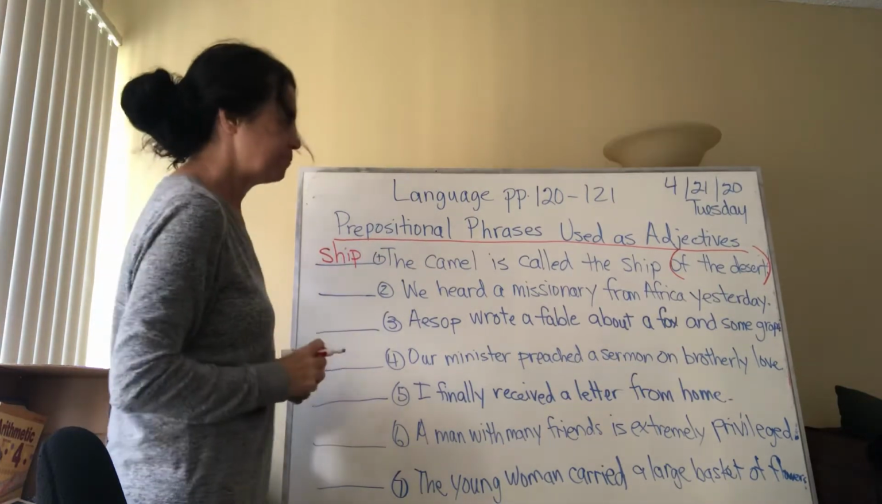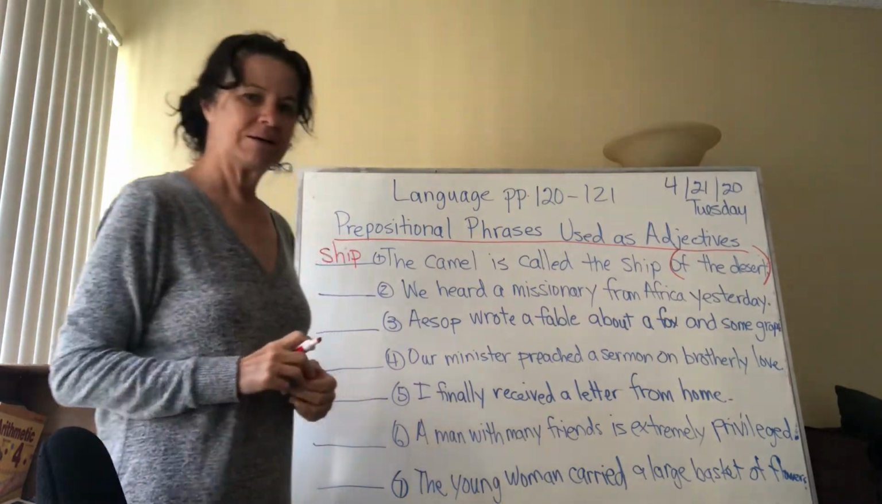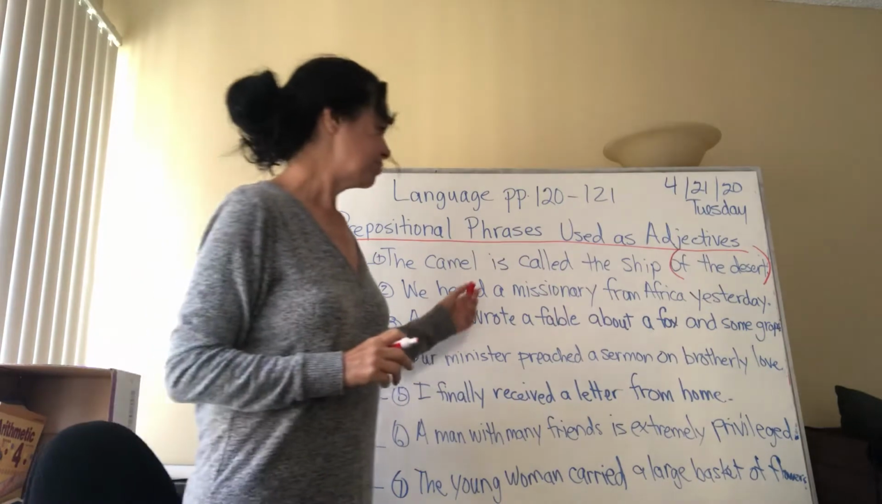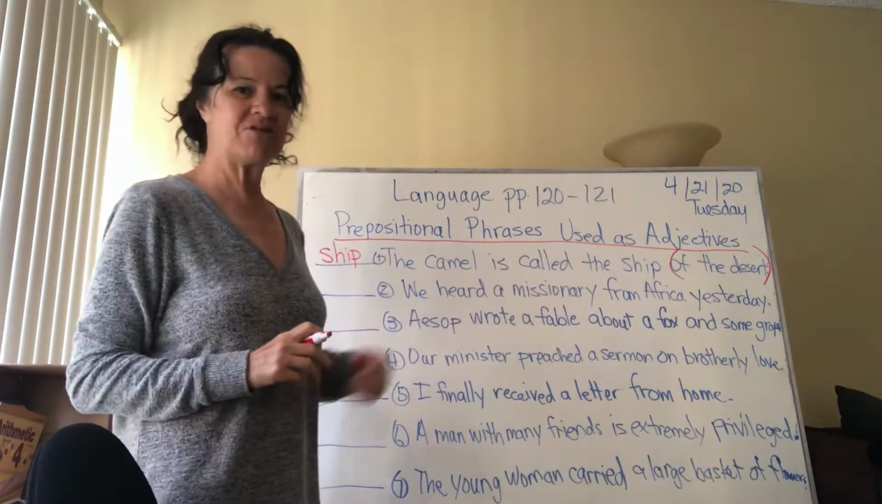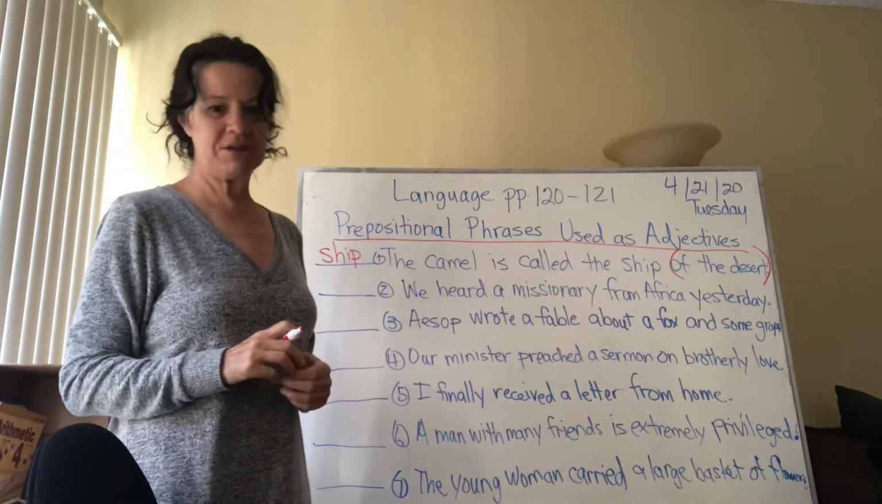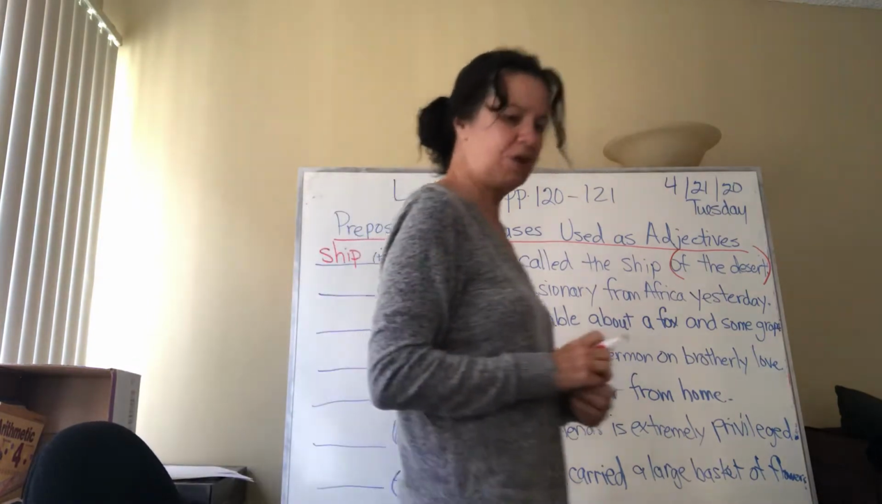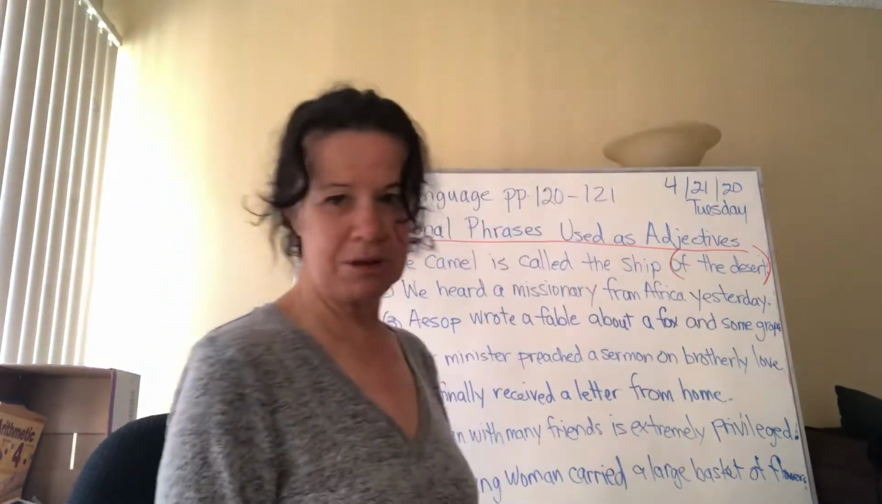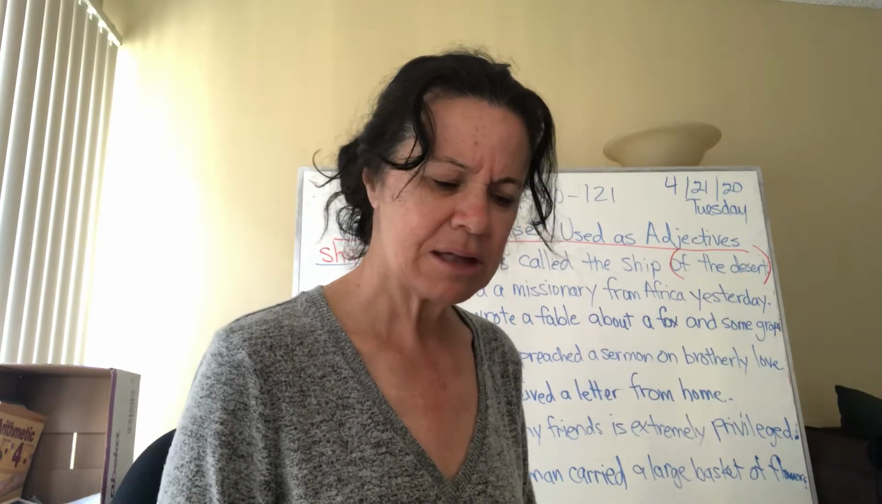The camel is not called of the desert. The ship is called of the desert. All right? And we know that they're referring to the camel as a ship in that particular example. Okay? So look at number 2.